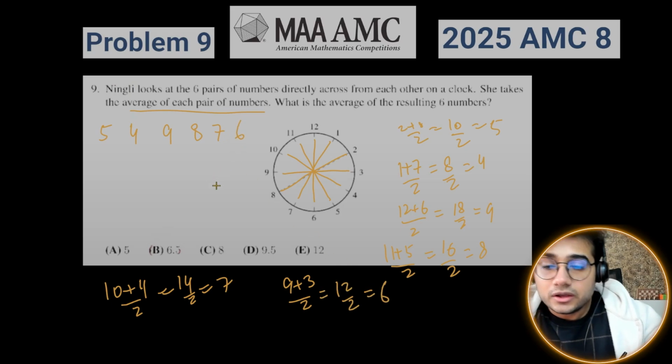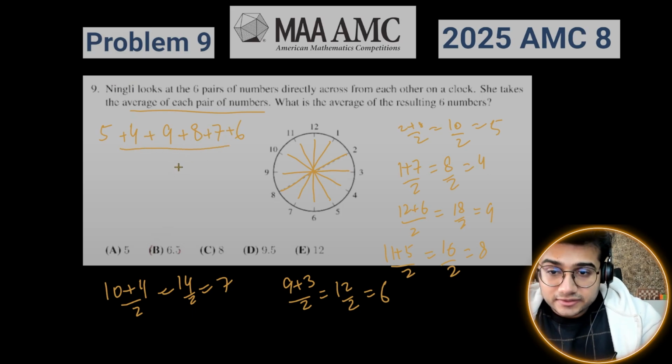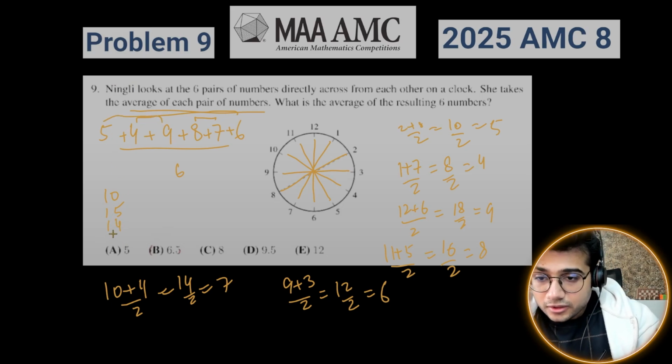Okay, so let's add them up. If you want to find the average, we'll have to add these 6 numbers and divide them by 6. Let's see what their sum is. So first off, I can do 4 and 6. That's a 10. 8 and 7. That's a 15. And 9 and a 5. That's a 14. So added up, that will give me 39. And 39 divided by 6.